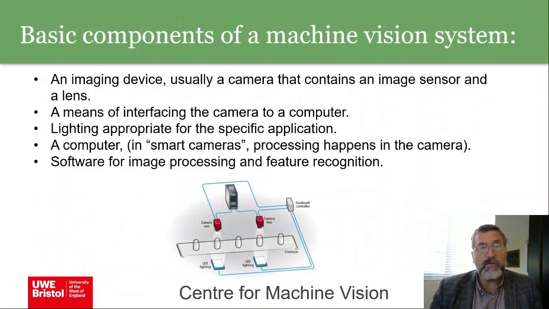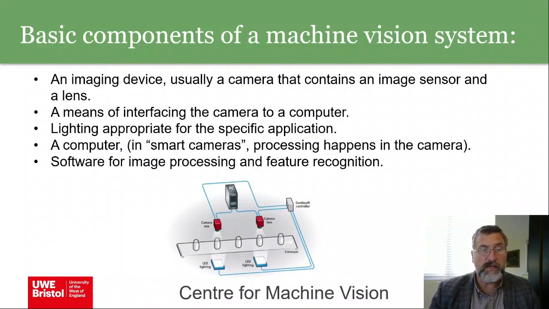So the basic components then of a vision system are, of course, perhaps the most important is the imaging device. Usually we're talking about a camera, in which we've got an image sensor and a lens. And then we have to interface the camera to a computer, and there's various ways of doing that, which I'll go into some detail about later on.